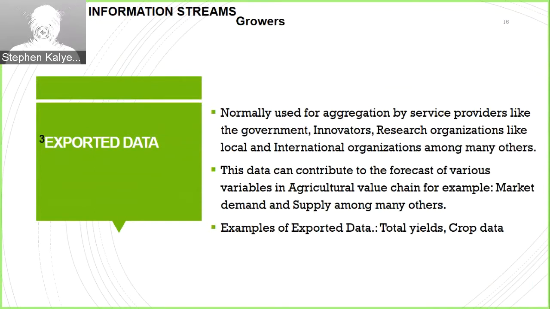Exported data. Normally, this data is taken up for aggregation, probably by government agencies, innovators, or research organizations, local and international. Probably they're trying to do some research, they come to your farm, they collect some data, they take it abroad for further analysis, or the government does a survey just to find out how the farmers are doing, the challenges they face, how much yield they have season after season. All this data is exported.